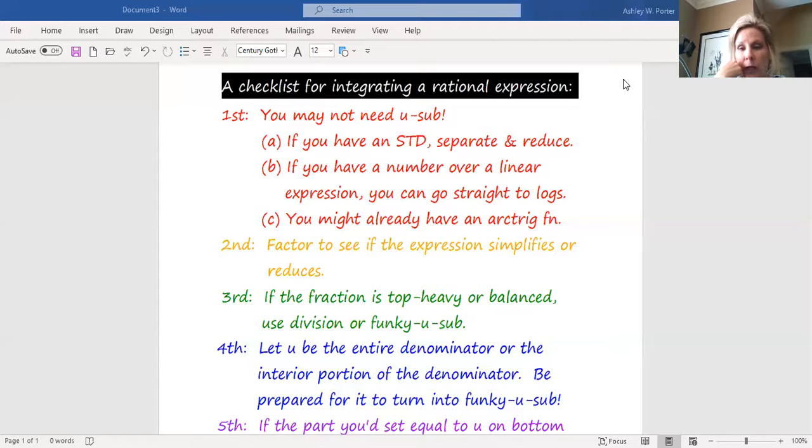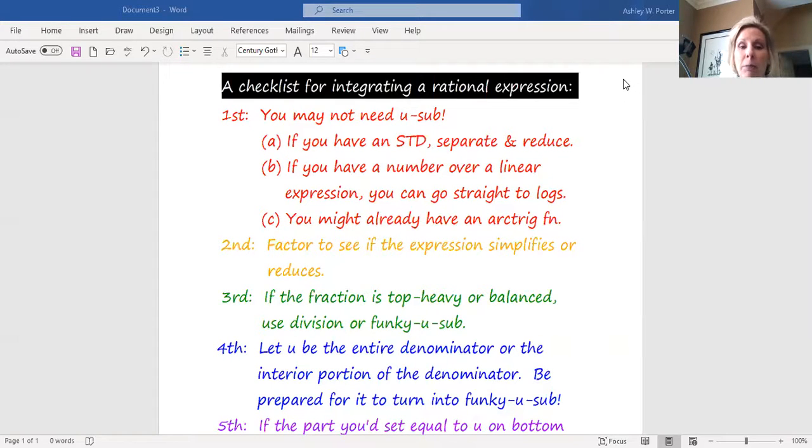you can follow. So the first thing on all of these is don't overwork the problem if you actually have something simple. So look at our checklist, and I'll put this on Canvas for you so you can look back at it, and I'll refer to the colors as we go through some examples. But you may not need u-substitution. If you have a single term denominator, a monomial on bottom, and STD, you don't need u-substitution. Just separate and reduce in the individual terms and use your basic rules of integration.